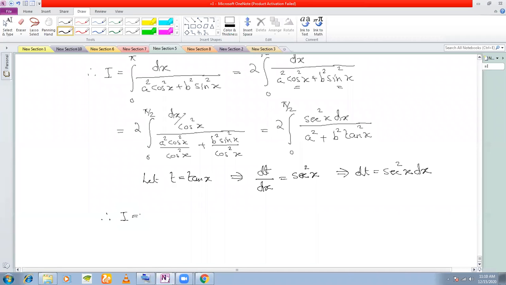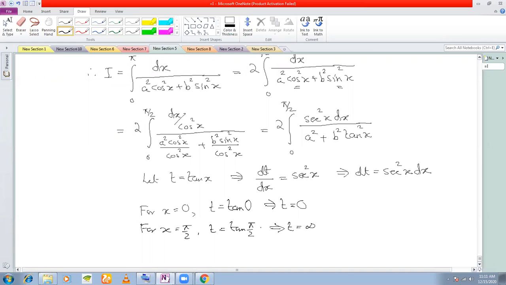Therefore, I is equal to twice. Also, you have to change the limits. For x is equal to 0, t is equal to tan 0, because we are changing the variable to t. That means t is equal to 0. For x is equal to pi by 2, t is equal to tan pi by 2. That means t is equal to infinity, right? Now we have got the limit as infinity. Now that is a problem, but anyway, let's see how it works out.